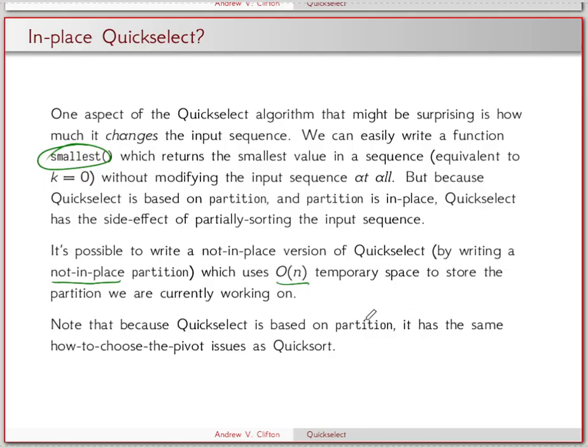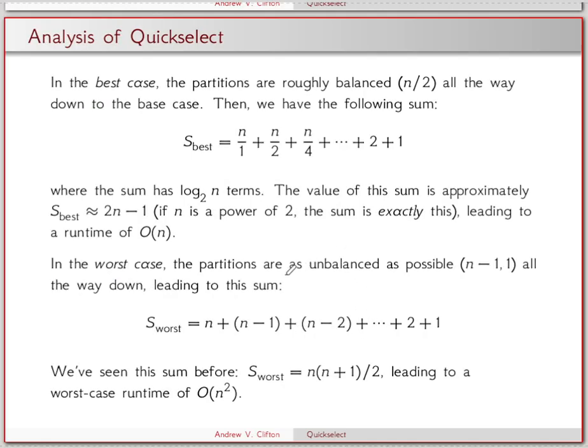And also because Quickselect is based on partition, it has the same issues as Quicksort with how we choose our pivot. So we're probably picking a random value for the pivot, or picking 3 random values and using the median of 3, right? If we want to analyze Quickselect here, we have to look at how the partitions are balanced, same as with Quicksort. So if the partitions are roughly balanced, like their size divided by 2 all the way down, then we would have this kind of sum.